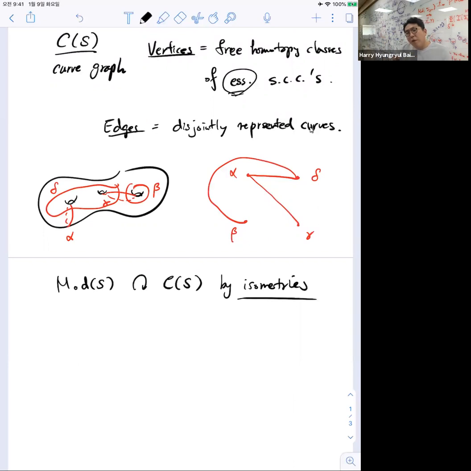If you think about a simple closed curve, under a homeomorphism it gets mapped to a simple closed curve. So the vertices are mapped to vertices. And when you have disjoint curves, a homeomorphism would map them to disjoint curves. So the edges are also mapped to edges. So you have an action of the mapping class group on the curve graph, and this is an isometric action.